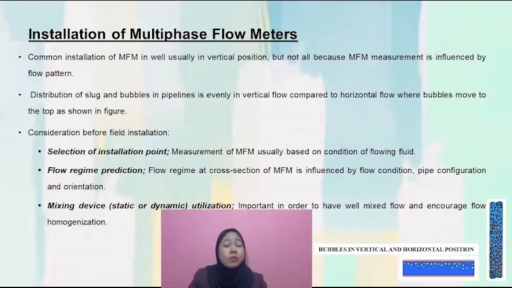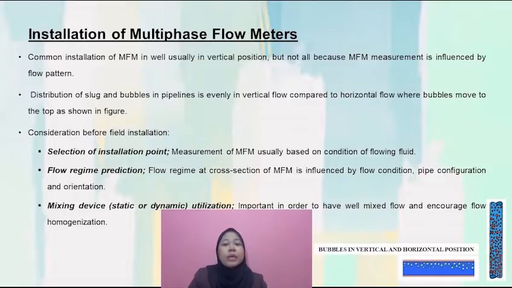Measurement of MFM is usually based on the condition of the flowing fluid. This measurement needs to be calculated back to measurement at standard condition to reduce uncertainty if non-equilibrium fluid is detected due to a choke, creating significant pressure drop. And the second one is flow regime prediction.